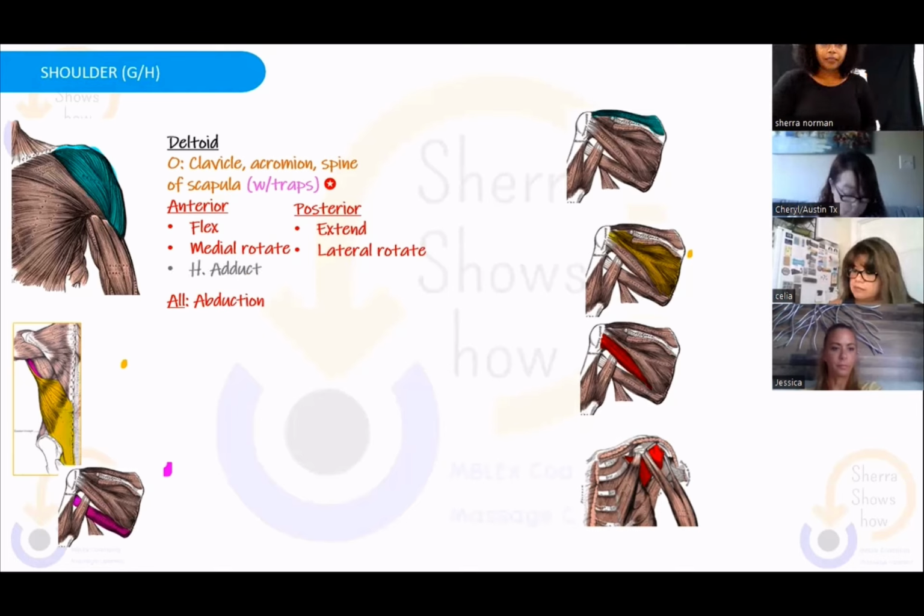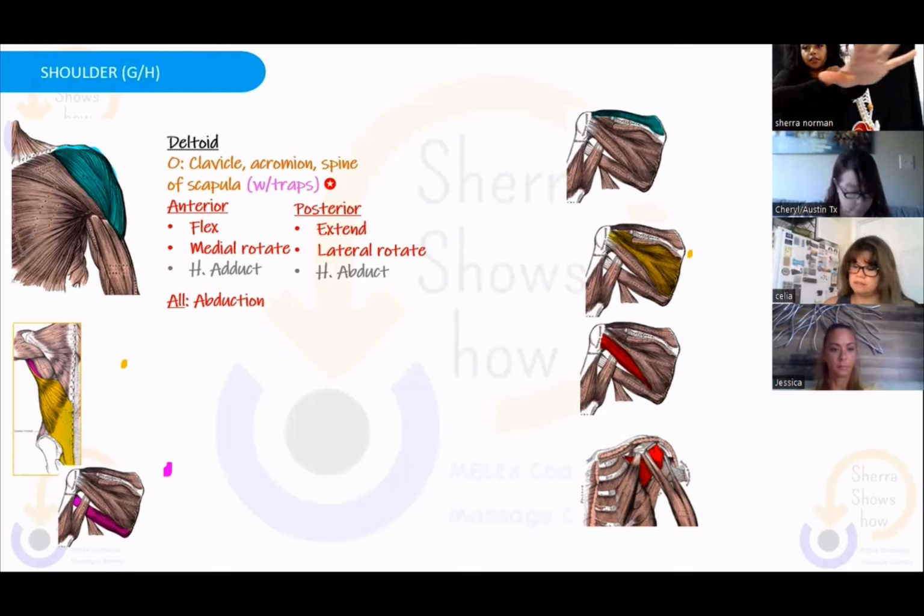okay? And then, of course, grayed out horizontal adduction and horizontal abduction are also there. So horizontal adduction, horizontal abduction. In the front, it's going to pull into horizontal adduction, and the back is going to pull into horizontal abduction, okay?